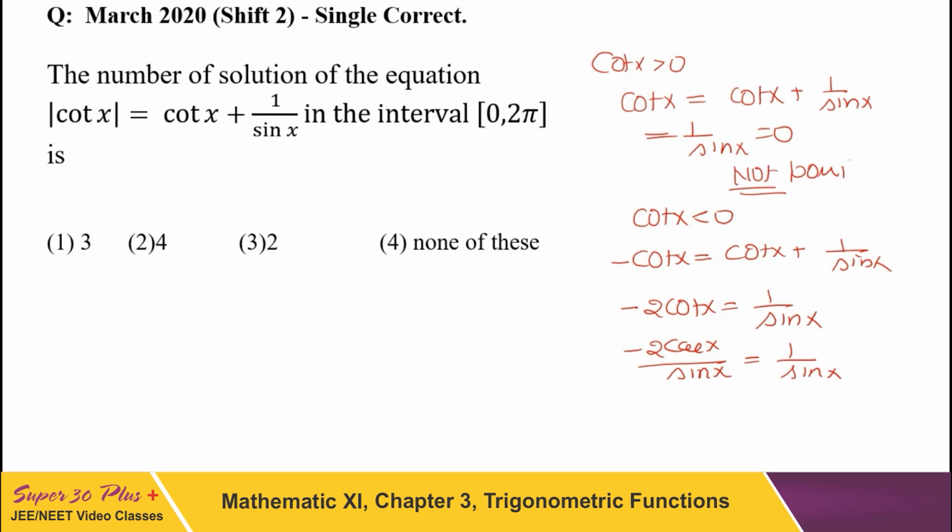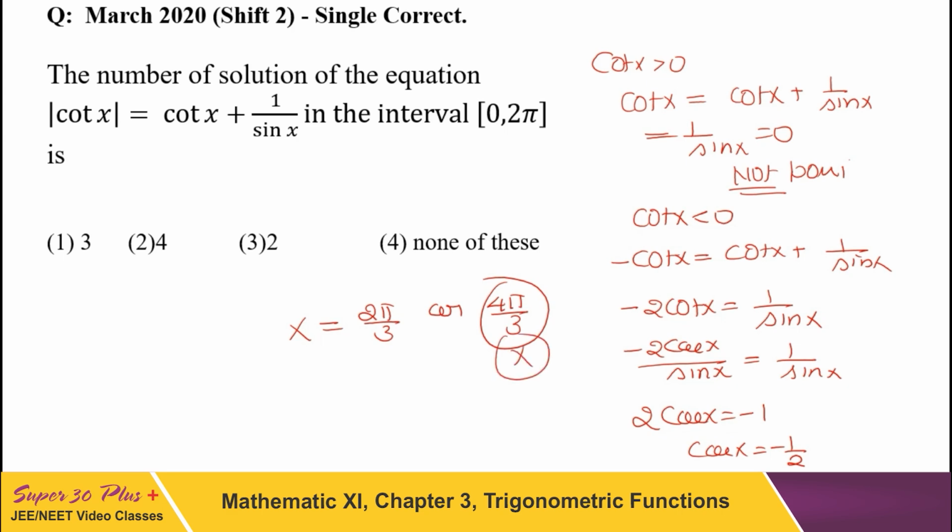Now you can write it like this. 2 cos x is equal to minus 1 and cos x is equal to minus 1 by 2. As we know, cos x is equal to minus 1 by 2, x is equal to 2 pi by 3 or 4 pi by 3. What is the meaning of 4 pi by 3? 4 pi by 3 is not satisfied because it is rejected. That's why the answer is 2 pi by 3. Means the number of solutions of this equation is 1. Your answer will be none of these. This question came in the JEE Main examination March 2020 shift 1.